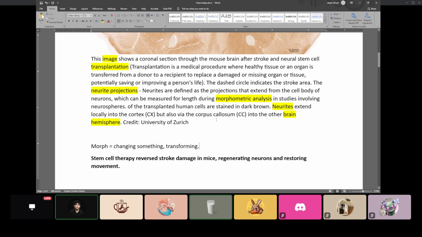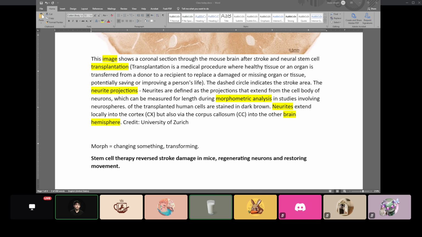Morph means changing the shape of a particular body. And morphometric, I think it's the analysis of the data of change. Maybe something like that. Let us get to the meaning and let me see if I'm right or not.